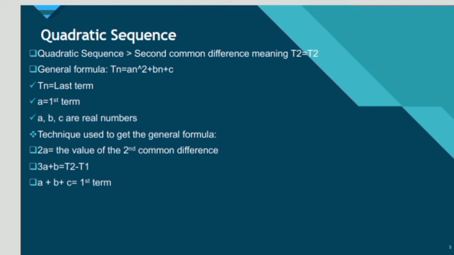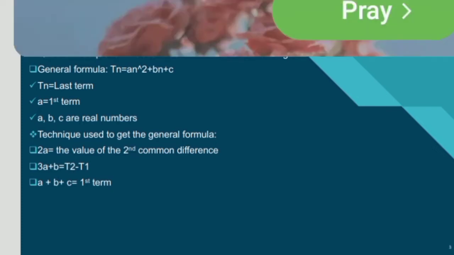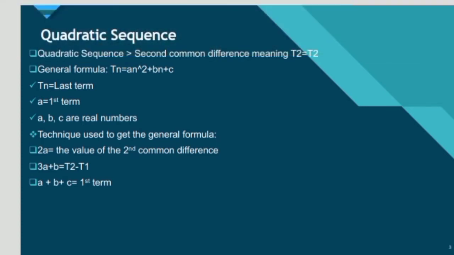Please answer that. According to my notes, the way I recognize quadratic sequences is that they have a second common difference, right? Second common difference means that after finding the first difference and the second difference of the sequence, the numbers in the second difference are all equal.